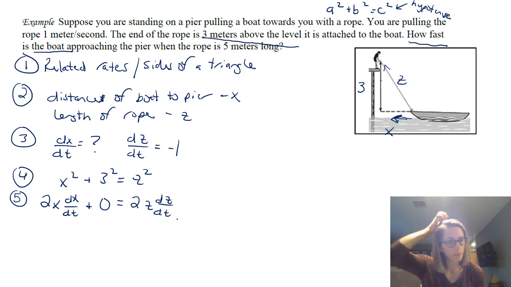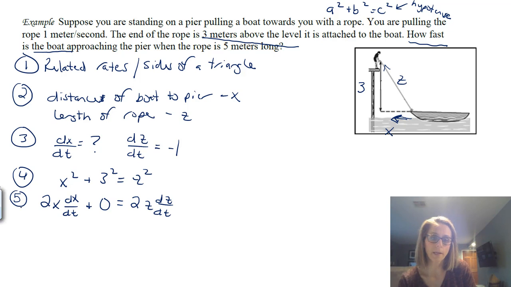And at this point, the next step is just to plug in everything that we have to find what we don't have. So the only thing I haven't written down, I think, is that we're being told that the rope is 5 meters long at the moment that we want to find out this rate. And so that would be when z equals 5. So we're trying to find dx/dt.